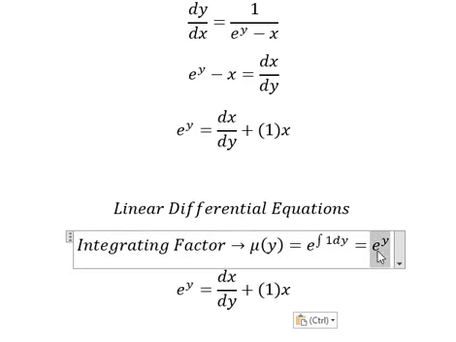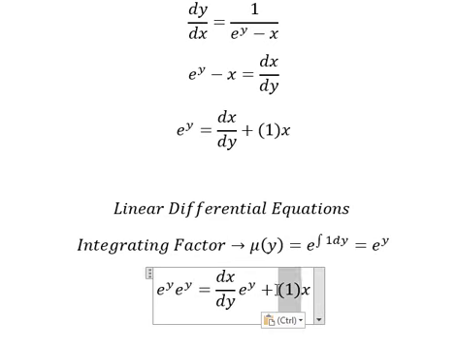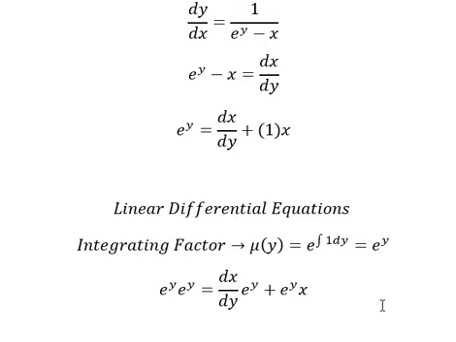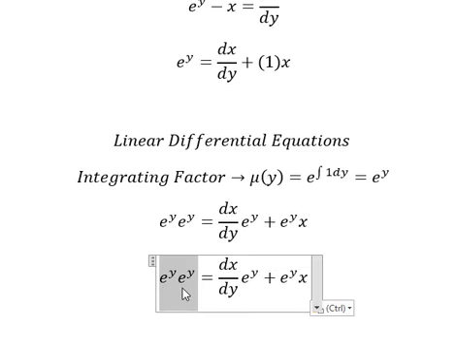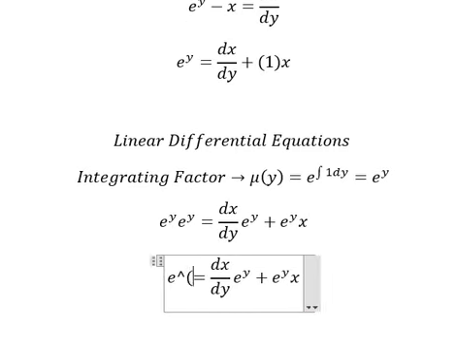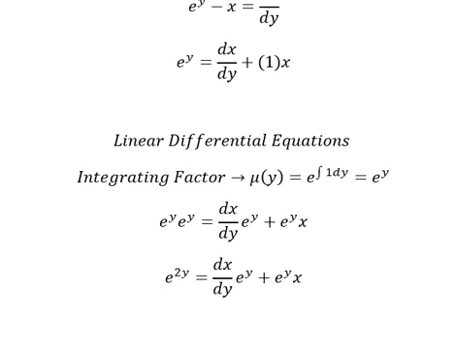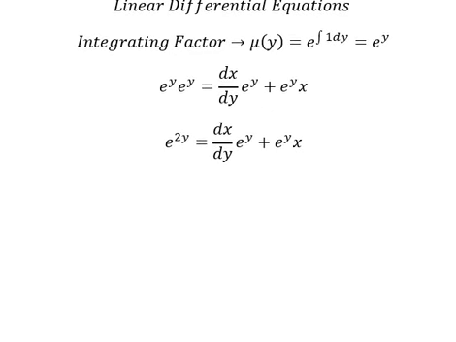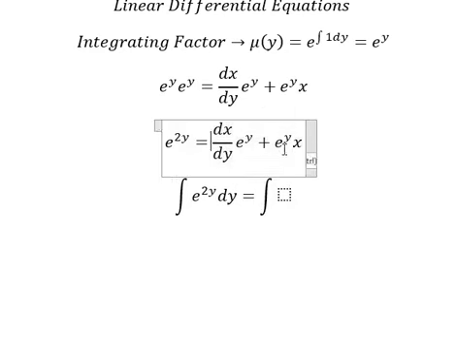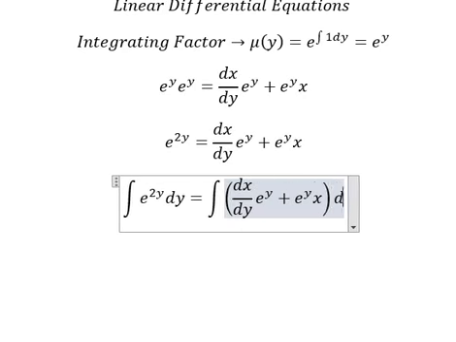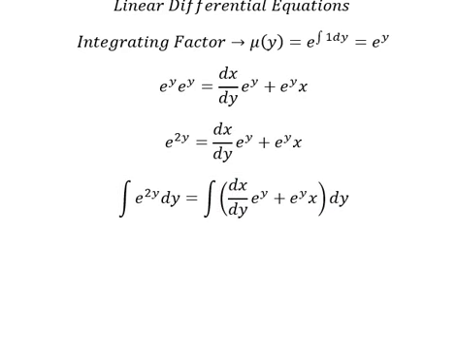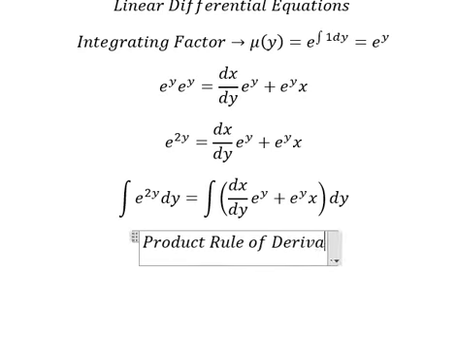That means we need to multiply both sides by this one. So this one we have e to the power of 2y. Next, we need to put the integration for both sides. Next, we can use the product rule of derivative.